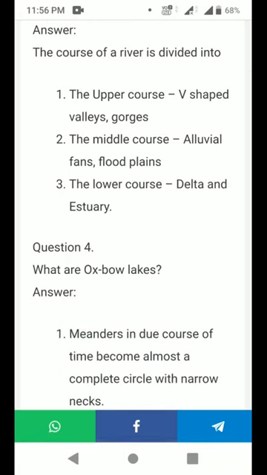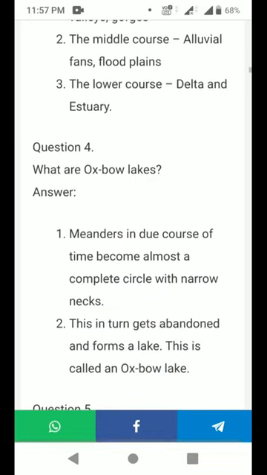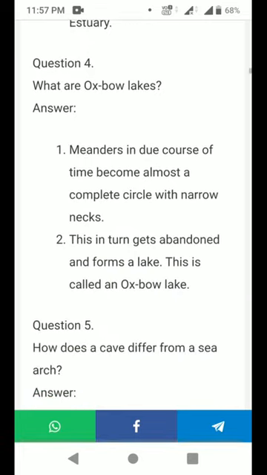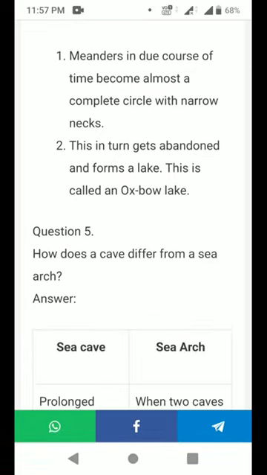Next question, what are oxbow lakes? This is also a very important question. First one, meanders in due course of time become almost a complete circle with narrow necks. This in turn gets abandoned and forms a lake. This is called an oxbow lake.